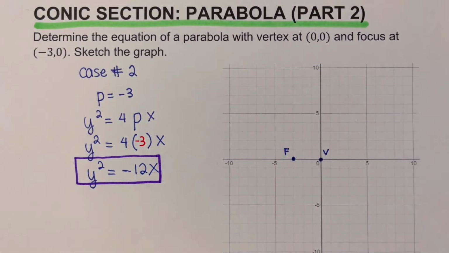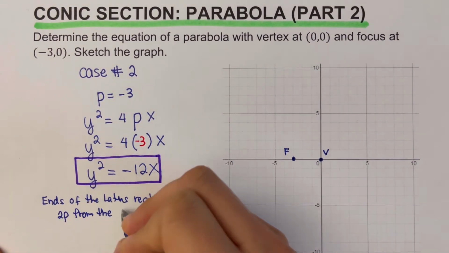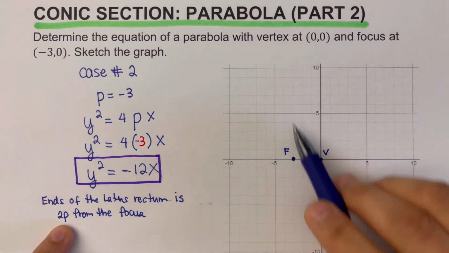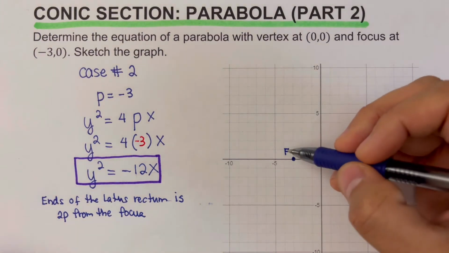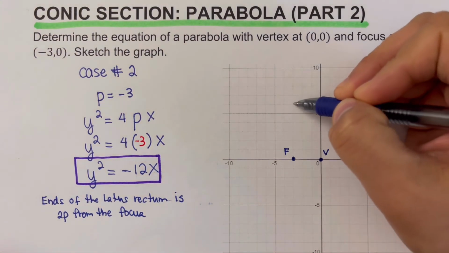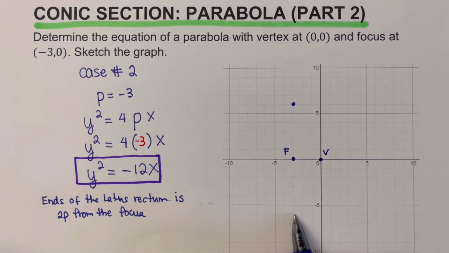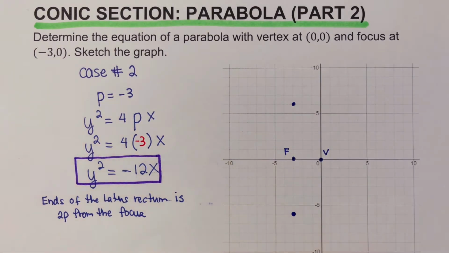So we can go ahead and sketch the graph here. We remember that the ends of the latus rectum is twice the p. So I'm going to go ahead and write that down here. So from the focus, we are going to count 2p up and 2p down. Since our p is 3, 2 times 3 is 6. So that would go up here. And 2 times 3 is also -6 right here. So it's going to go down here. So these are the ends of the latus rectum.